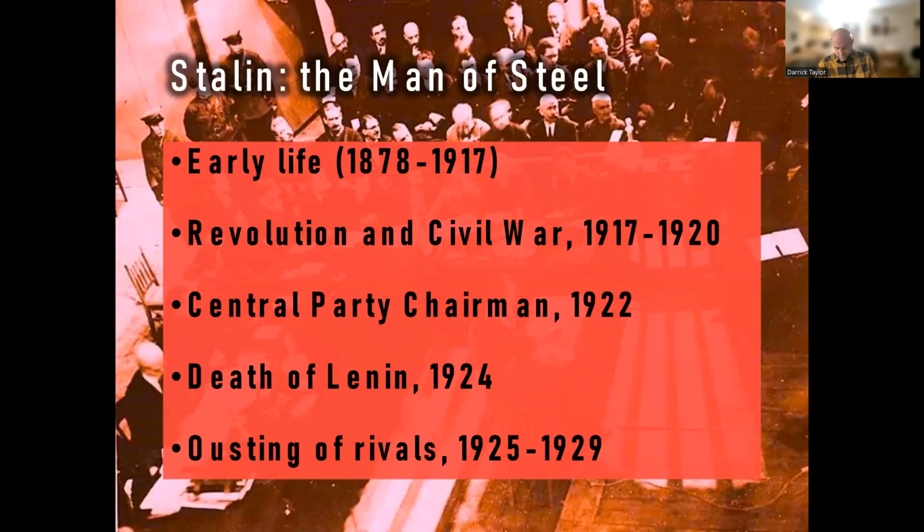It's actually after the war that he becomes really important. If you don't know, he had been someone who was kind of a thug in a lot of ways, someone who did things like rob banks, try to fund the party while it was in exile. In any case, he becomes chairman of the Communist Party in 1922.